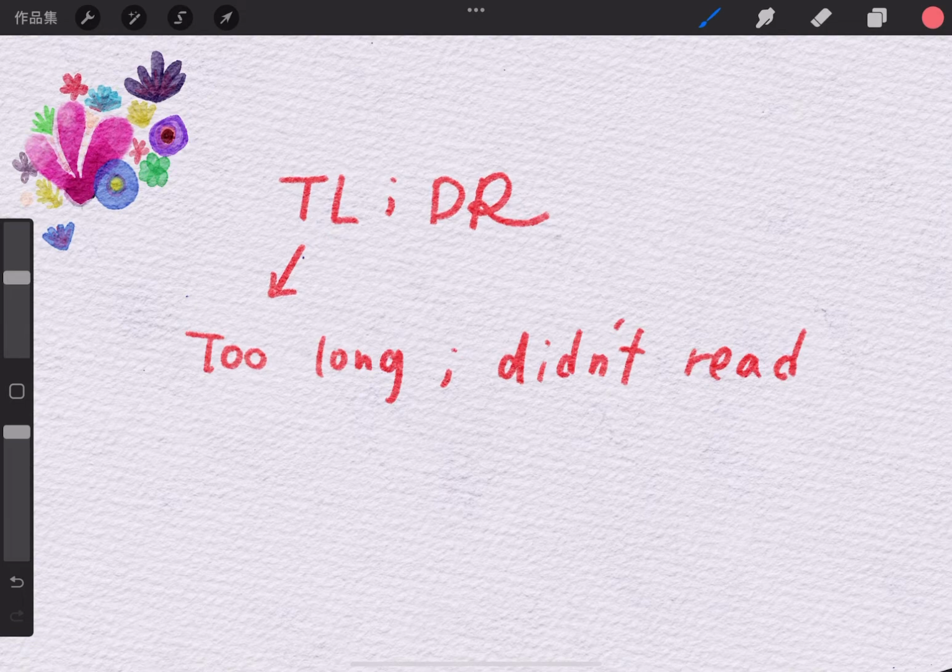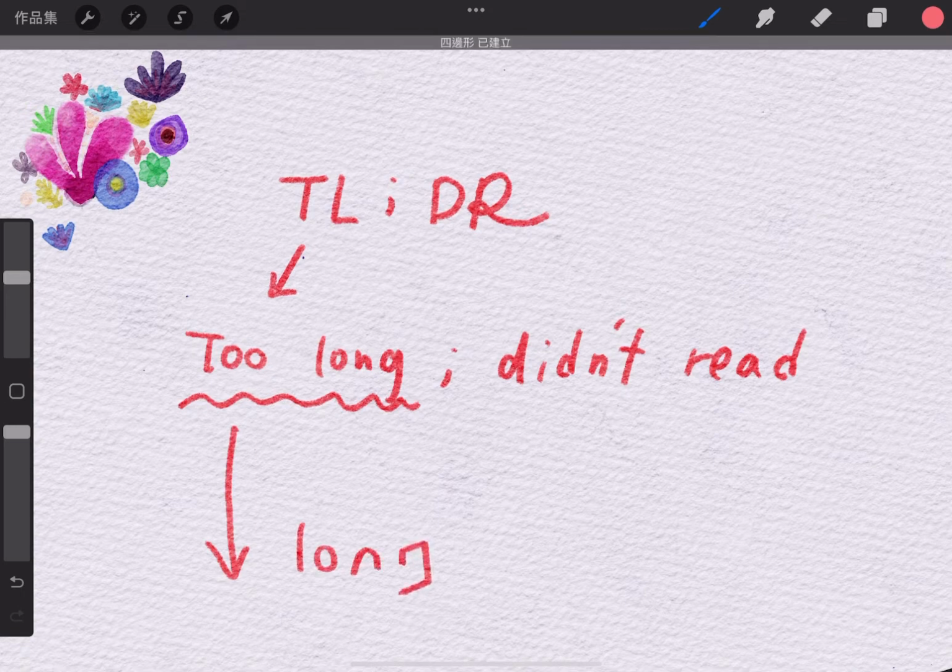And it's a shorthand notation added by an editor indicating that this passage appears too long to invest the time to digest it. So it's just something to let the readers know that the article that follows will be very, very long.